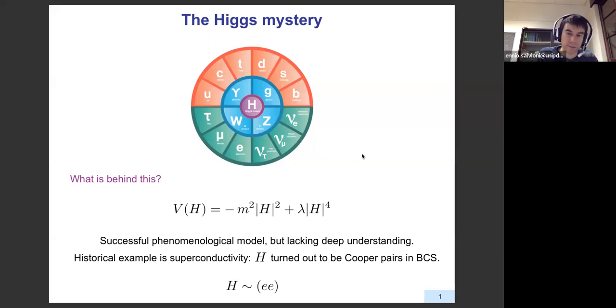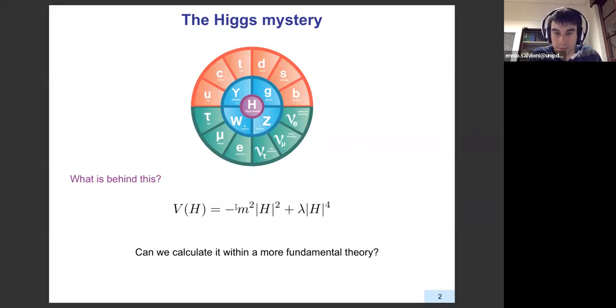This is the Higgs potential, as we know, and we really can see it as a very successful phenomenological model. We know these two numbers now, m squared and lambda, but we don't have a better understanding of what is underneath it. An historical example could be superconductivity, where pretty much the same theory works effectively, but then we know that there is a deeper description that eventually was uncovered. And so the question is really if we can calculate this from a more fundamental theory. This is what ideally we would like to do.